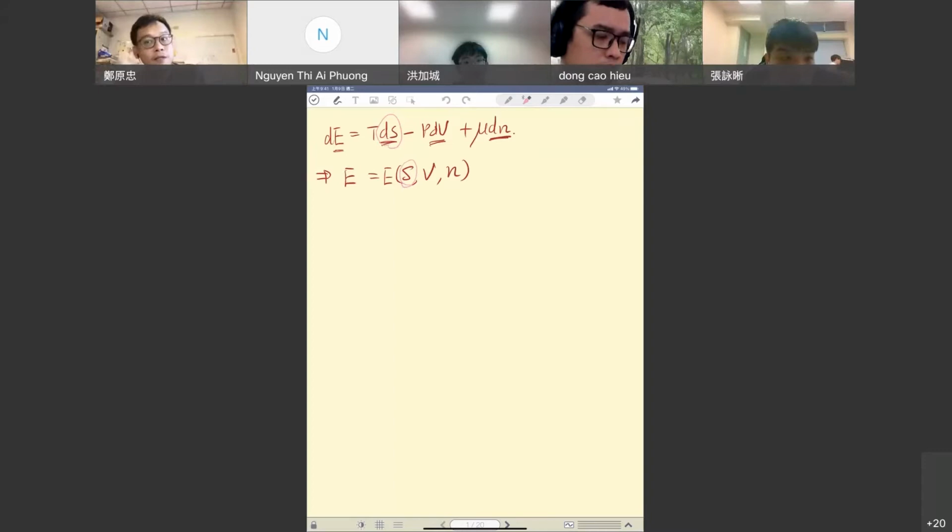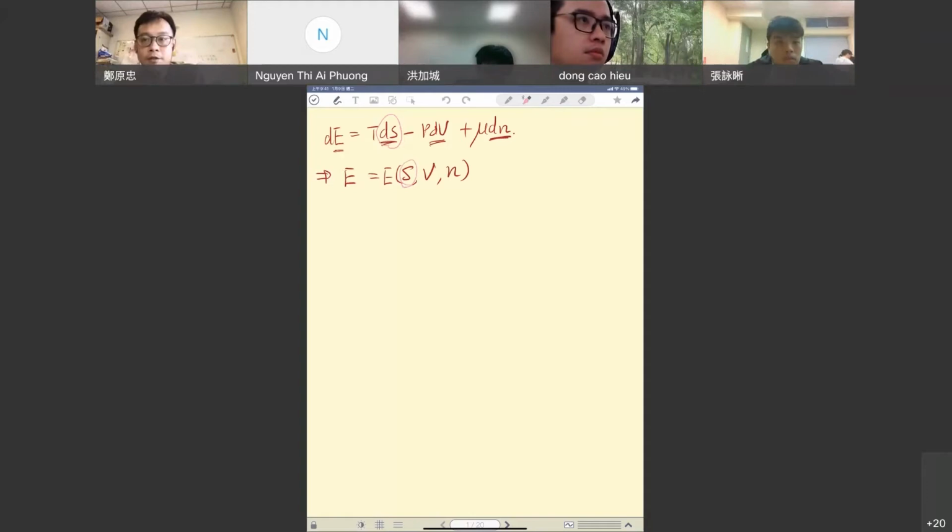Adiabatic means there's no heat exchange. So in a reversible adiabatic process, there's no change in entropy. dS equals zero in that case. Otherwise, entropy change is normally very difficult to follow. You don't have an entropy meter that allows you to measure entropy at any time. So this S is not a very convenient variable experimentally.